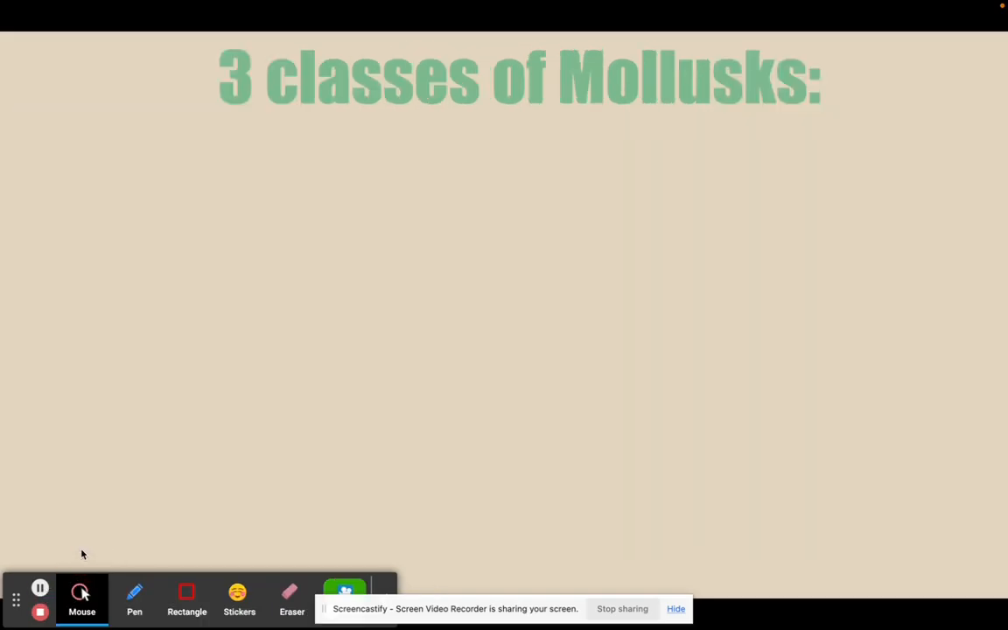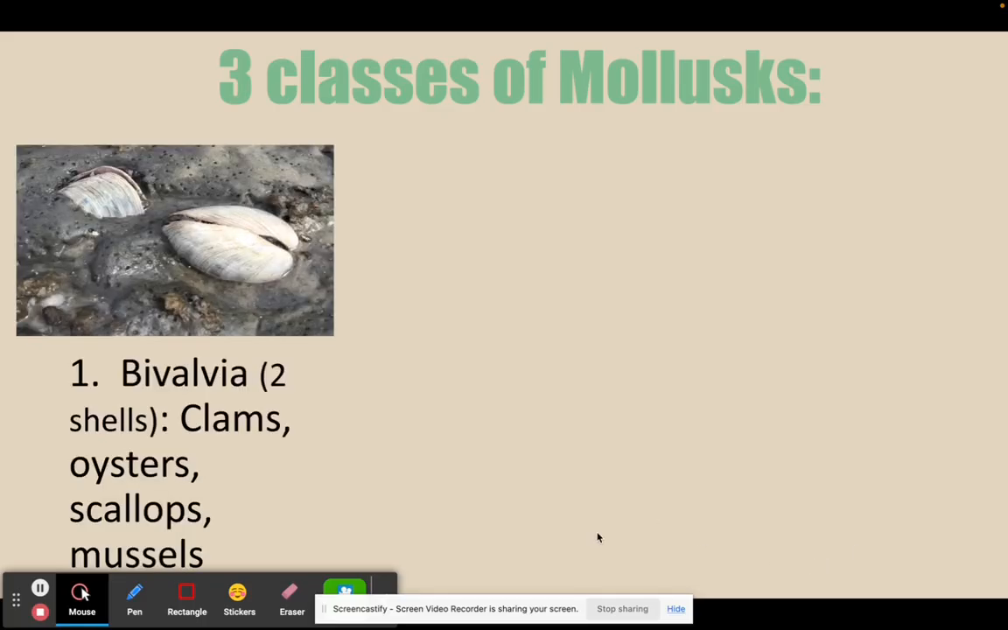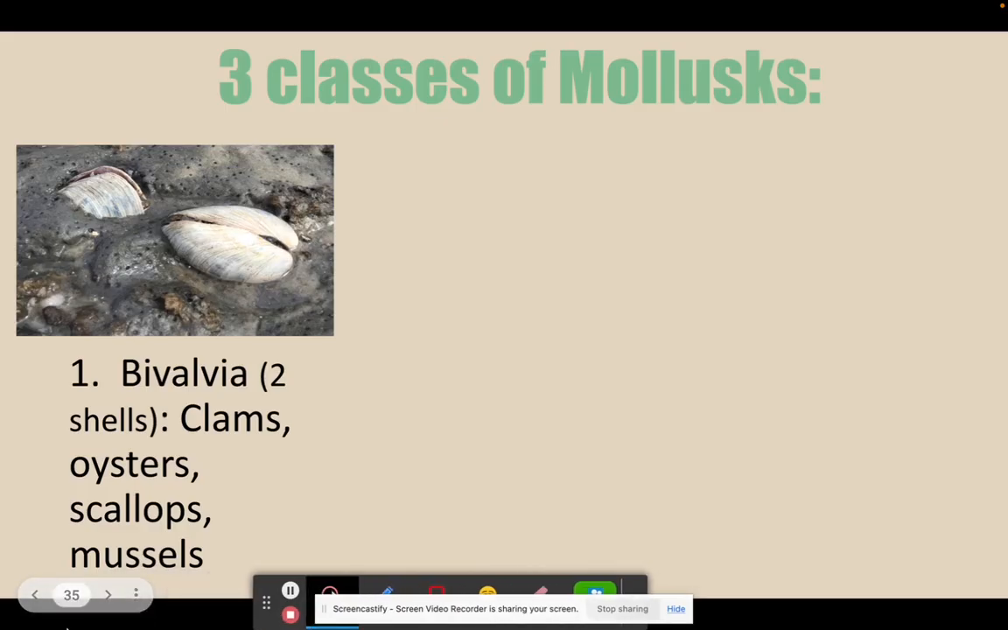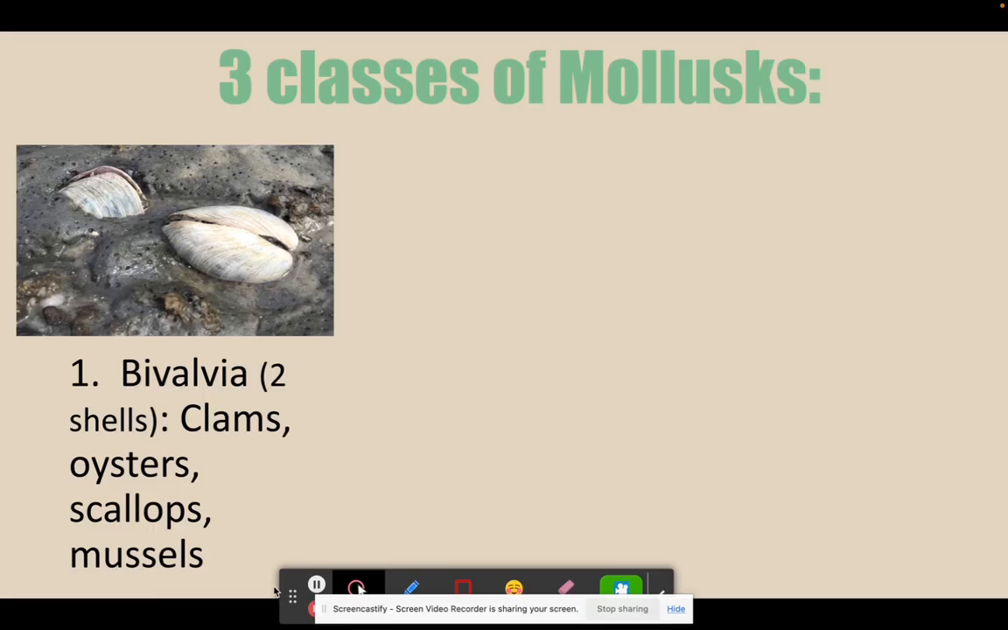There are 3 classes of mollusks that we're going to take a look at that are distinctly different. However, they do have all of those characteristics of a mollusk. The first one is the bivalvia, which means bi, meaning 2 once again. So there are 2 shells for these. This would include clams, oysters, scallops, mussels, all of those organisms that have two shells that come together and meet. The visceral mass is located inside of the shell.